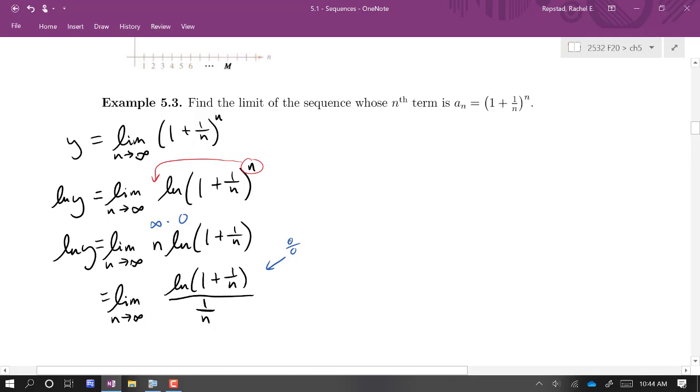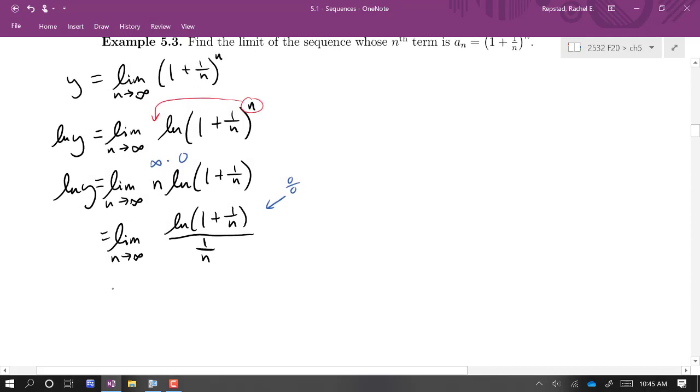Now, technically, because a sequence is a function whose domain is the positive integers, we don't really think of this as a continuous function for which we could take the derivative. However, as n grows without bound, the limit of this sequence of discrete values will be the same as the limit of the continuous function. So I'm going to write it out this way, although a lot of times people might skip this step: this is the same as the limit as x approaches infinity of ln of 1 plus 1 over x divided by 1 over x.